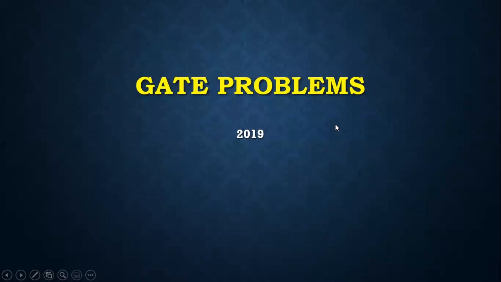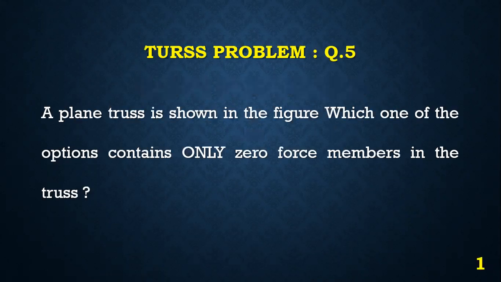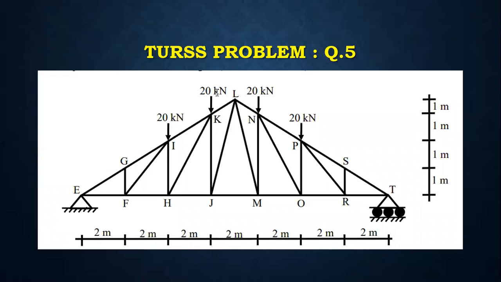Let us consider an interesting GATE problem from 2019, and this is a truss problem, question number 5. The problem is: a plane truss is shown in the figure. Which one of the options contains only zero force members in the truss? That means in this figure you should identify what members in the truss don't have any forces, compression or tension.